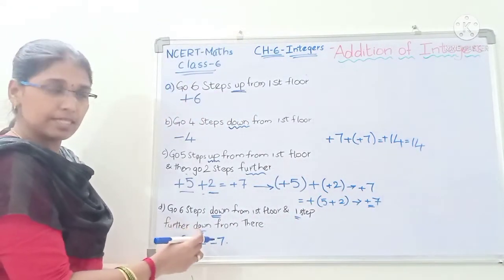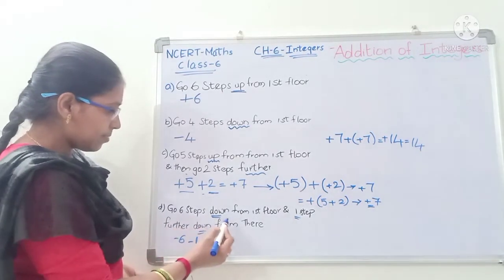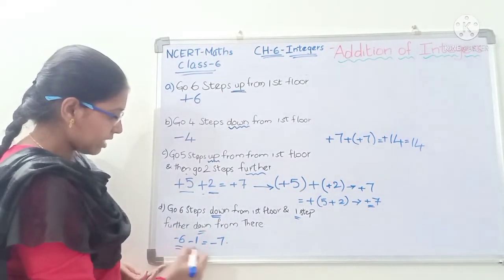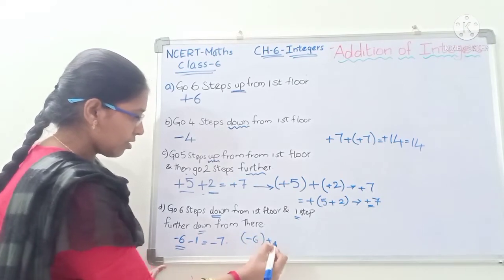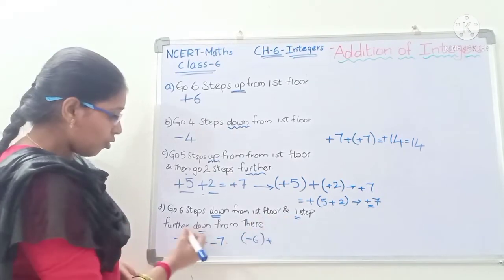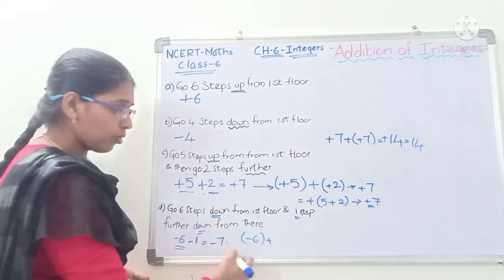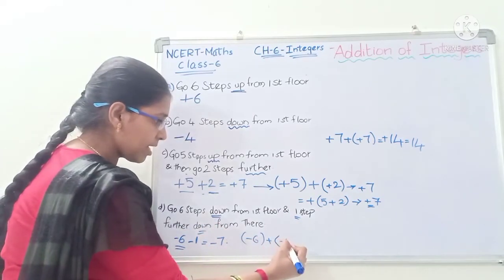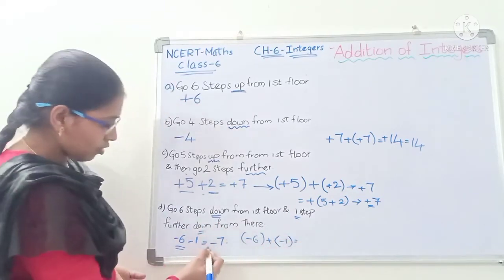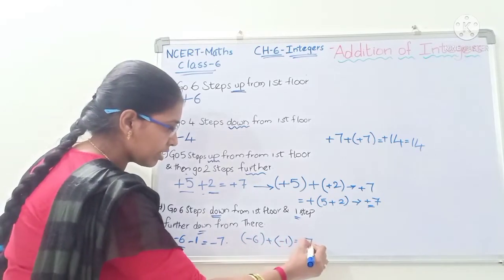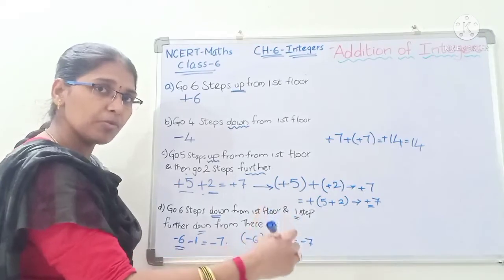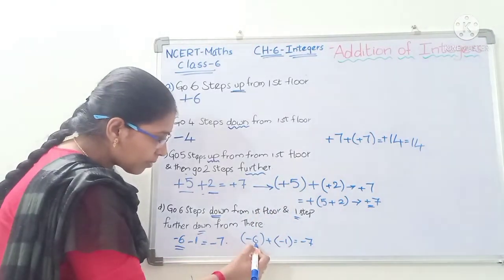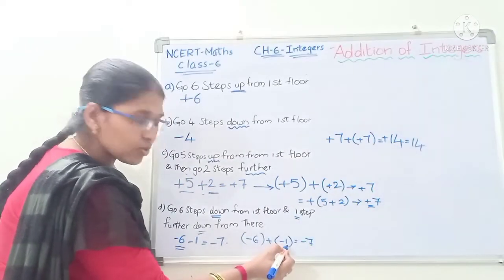Now let's see the next question. Go 6 steps down. Down means minus 6. Then again you are asked to go 1 step further down, that is minus 1. What answer you got, children? You got minus 7. That means you went 6 steps down, again you went 1 step down, so you came to minus 7. If you observe this, 6 plus 1 is 7.